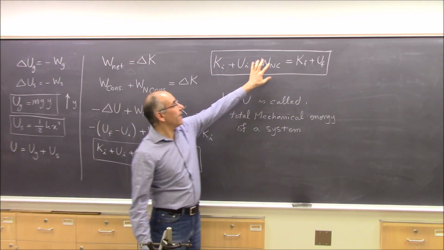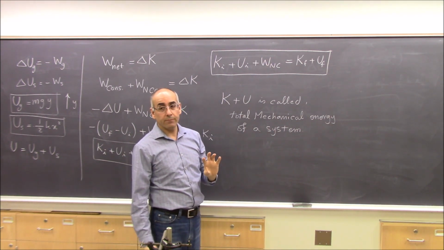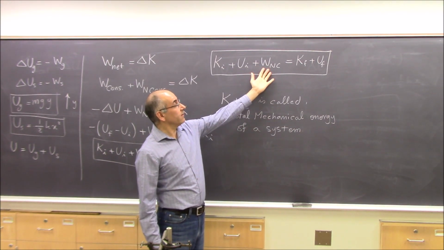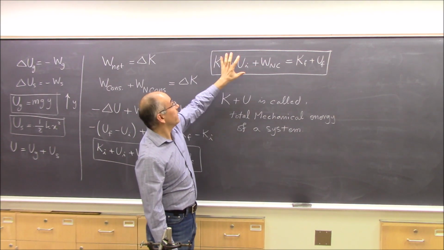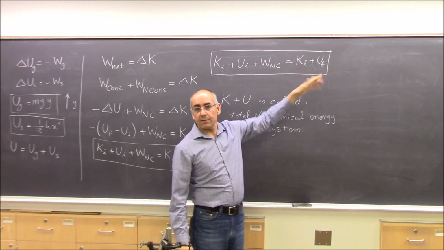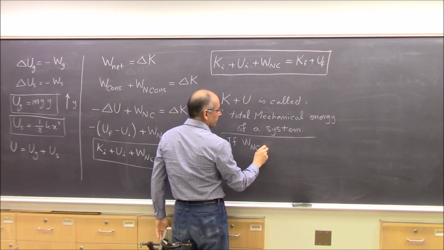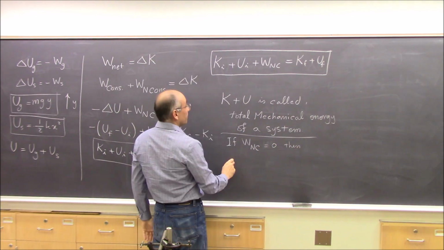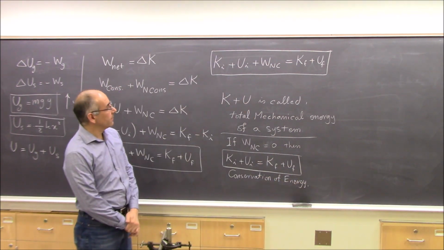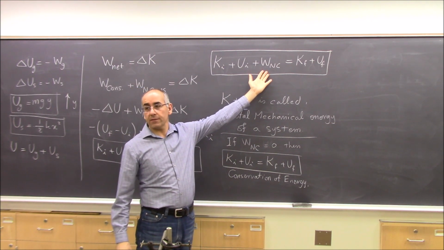And then if you don't have any non-conservative forces working in the problem, there may be non-conservative forces, but if the work of non-conservative force is zero, WNC is zero, then the initial mechanical energy is equal to the final mechanical energy. That's called conservation of energy. This is the more general conservation of energy that includes non-conservative forces.